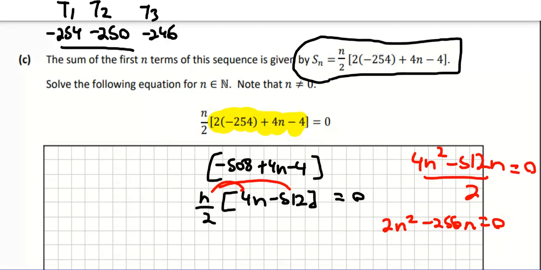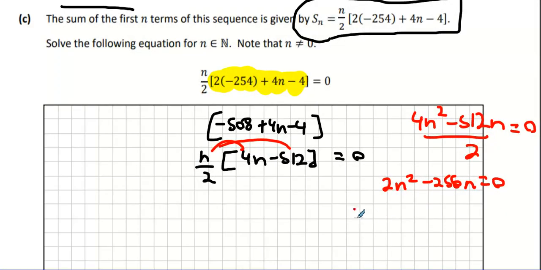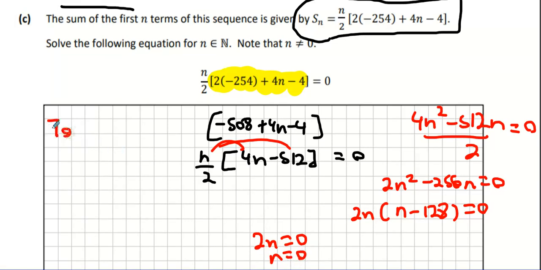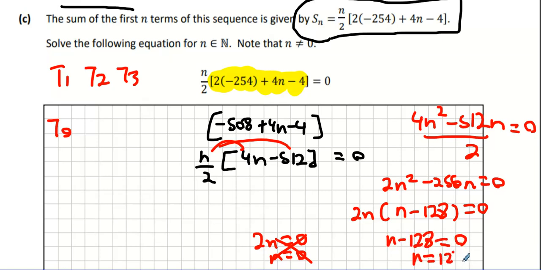All right. Now, let's take out 2n. When we take out 2n, we're left with n minus 128 equals 0. So you can do 2n equals 0, n equals 0. But remember, there's no such thing as T0. It always starts off with T1, T2, T3. So this answer just can't happen. And then the other answer is n minus 128 equals 0, n equals 128.